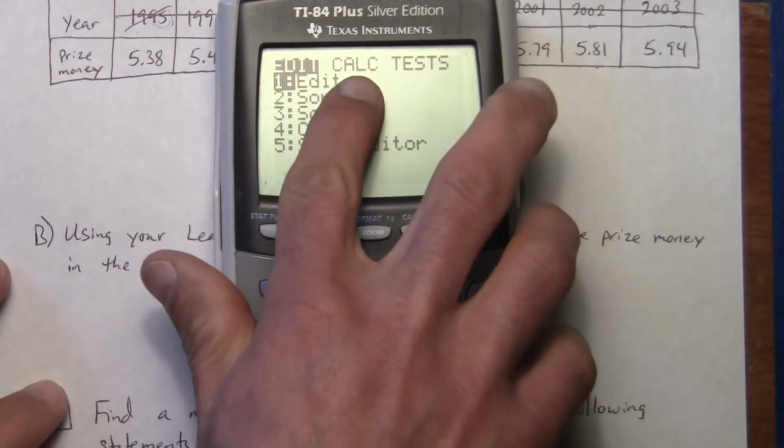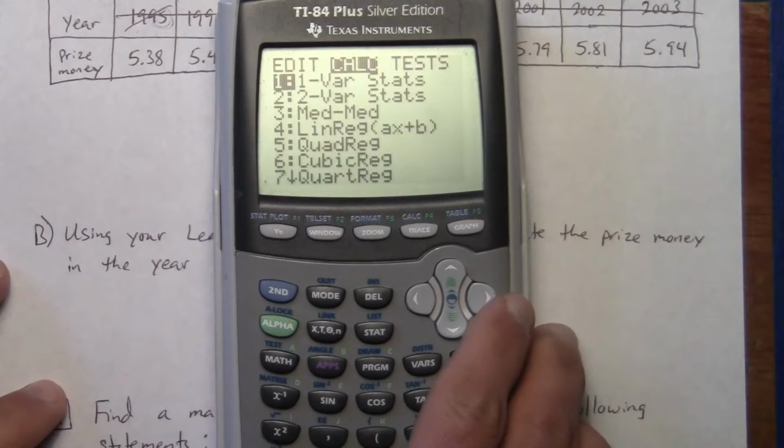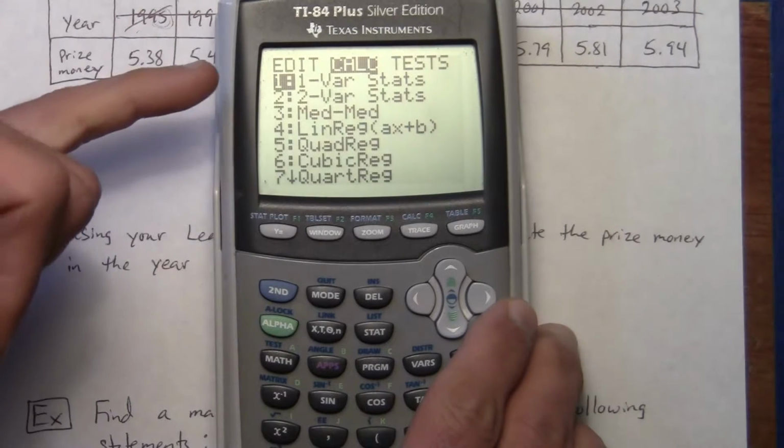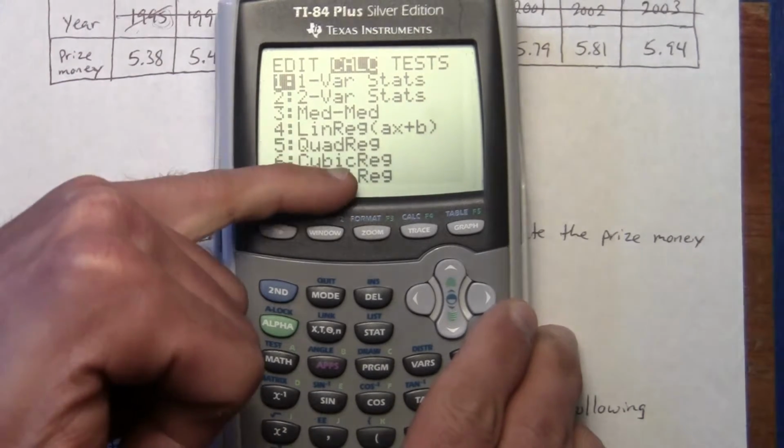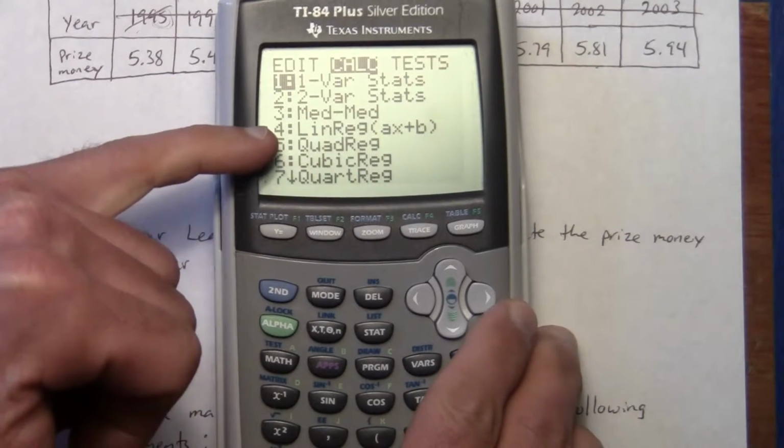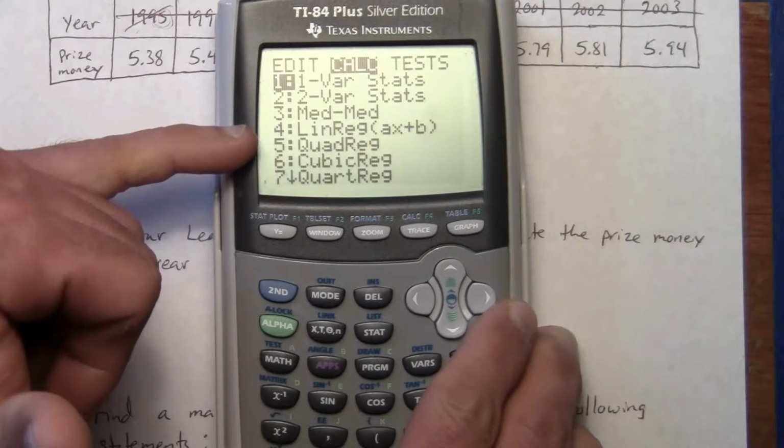I'm going to slide over to the right, so I highlight Calc. And then remember what this is called. This is called a least squares regression line. We are looking for, you see the word REG, which stands for regression. We see a lot of those. Ours is a linear equation, so I'm going to pick number 4.